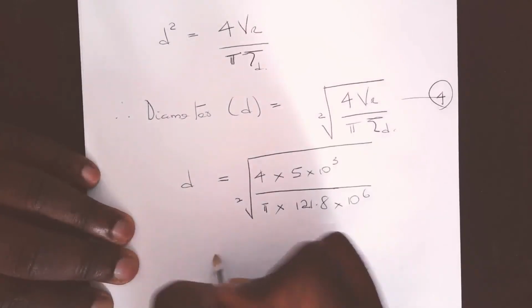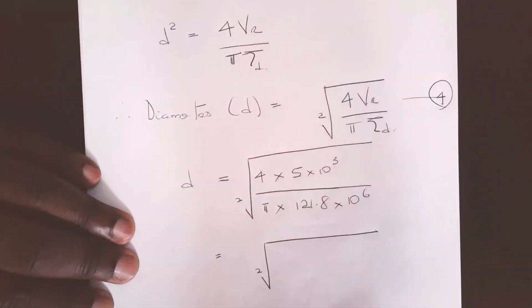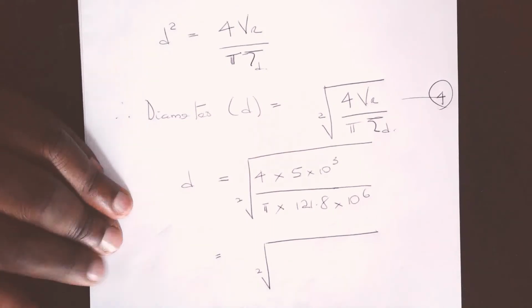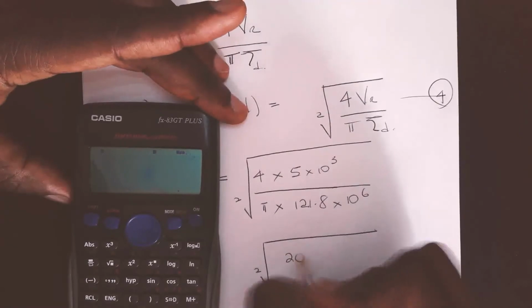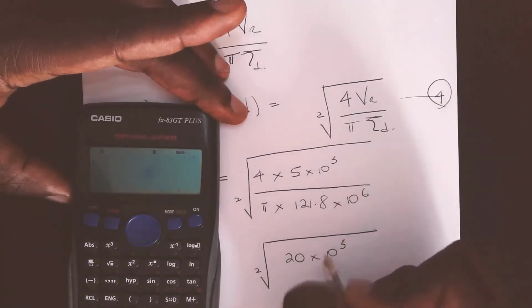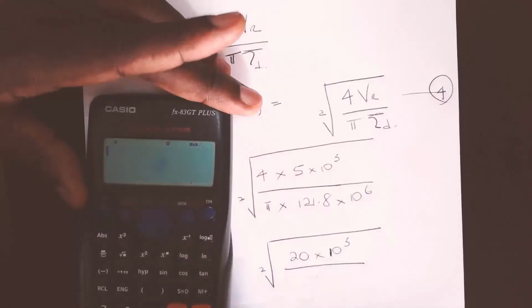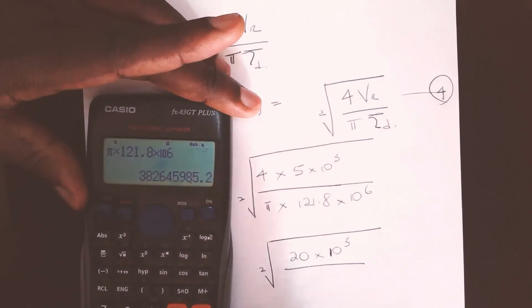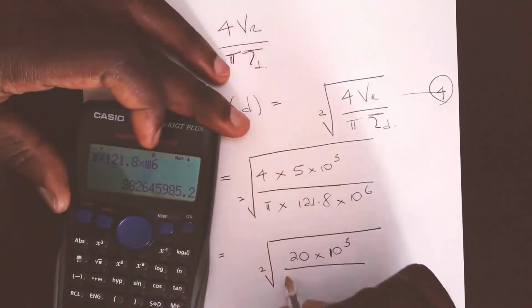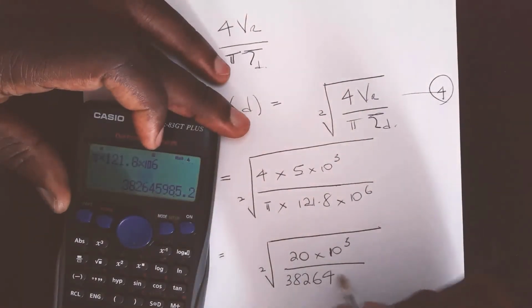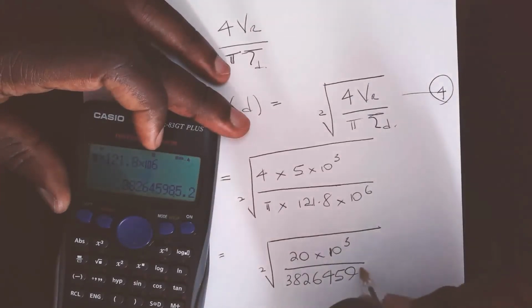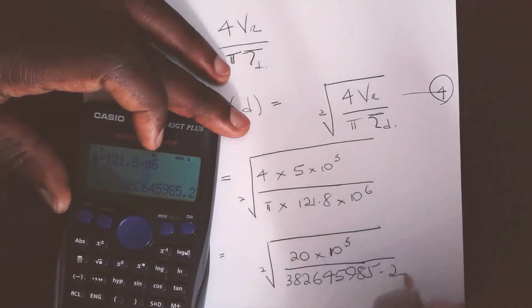Open out the square root. So this becomes, let's bring our handy calculator. Let's work out the numerator first. This becomes 20 times 10 to the power of 3, all divided by pi times 1.218 times 10 to the power 6. So this becomes 3.826459852.